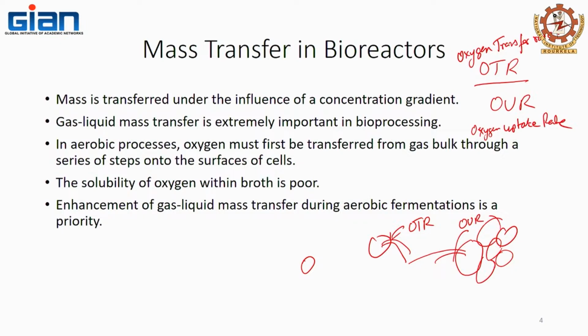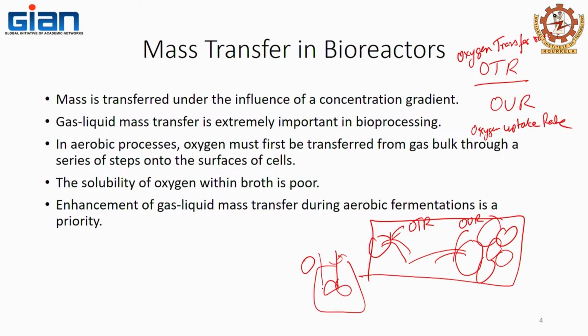Okay. In an aerobic process, not anaerobic, oxygen must first be transferred from the gas bulk through a series of steps onto the surface of the cell. In an anaerobic process, you do not transfer any oxygen. You should have stopped me if I made a mistake. This is your step. So you have sparged the oxygen. You have your reactor, you have your sparger, and it's giving out the bubbles here.